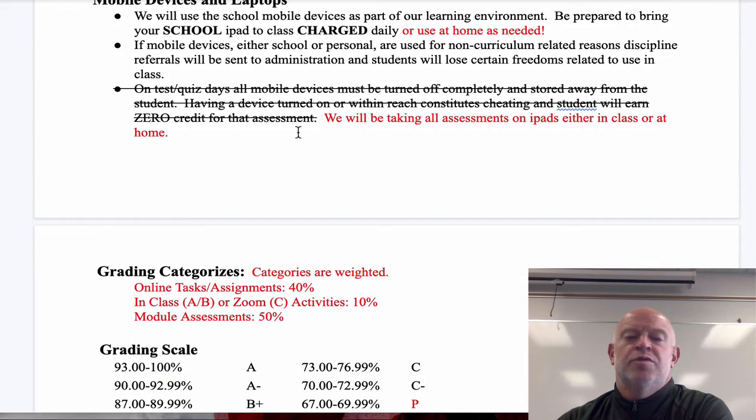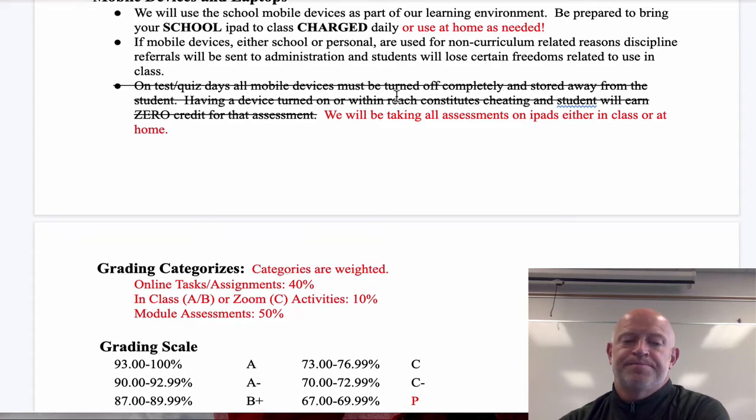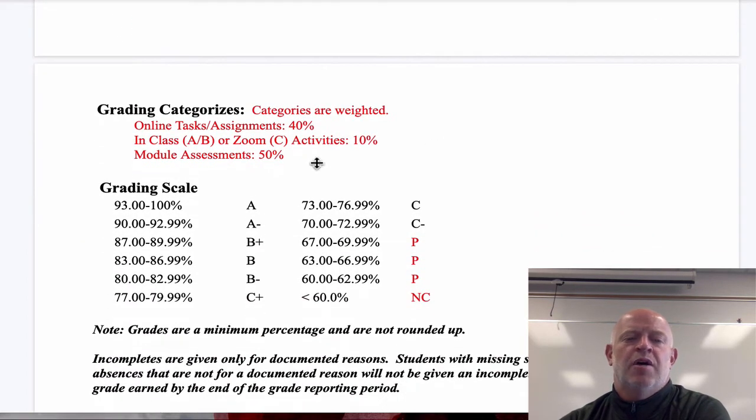Usually our tests and quizzes were the only thing that we did paper pencil in my class in the past. That will be shifted over to everything on iPads this year, either in class or at home. So be ready that you could be assessed in class and you could be taking assessments at home, and we'll talk more about those shortly. We are changing up how I weight my grades in the class because of the reduced amount of labs and activities. That category has kind of gone away.